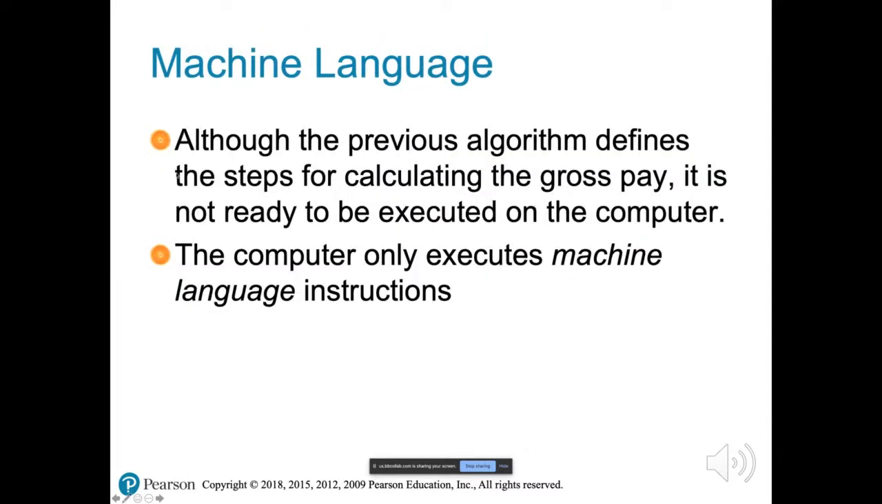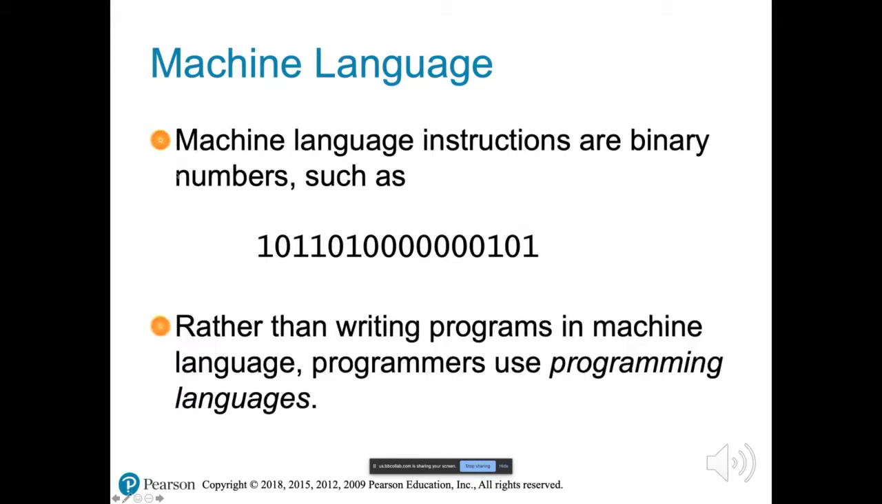Machine language. Although the previous algorithm defines the steps for calculating the gross pay, it is not ready to be executed. The computer only executes machine language instructions. Machine language instructions are binary numbers, such as ones and zeros. Rather than writing programs in machine language, programmers use programming languages.